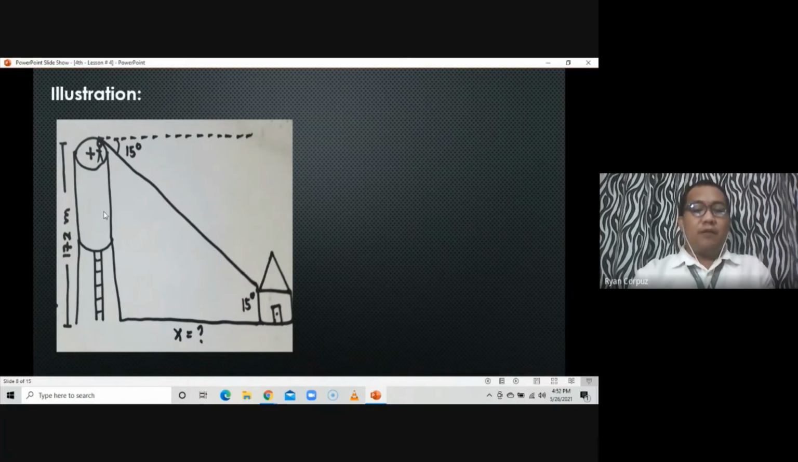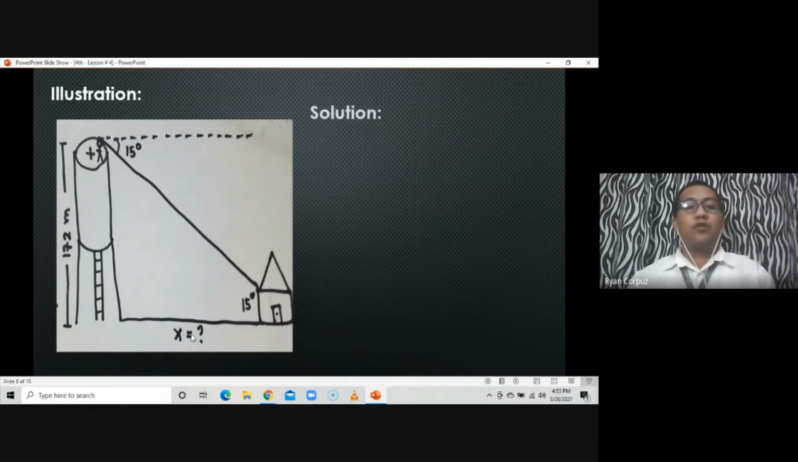So with regards to this given measure of angle, how is it related to the height of the water tank? That is its opposite side. How about the distance of the house from the tower, which is the one we are looking for? That is its adjacent side. So opposite and adjacent. So what trigonometric ratio is that? Again, here we are using tangent.